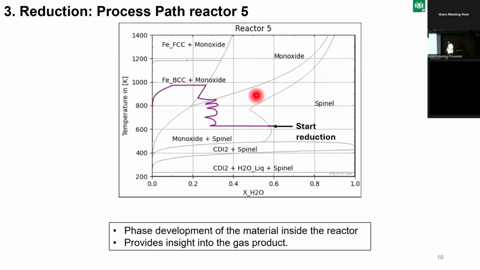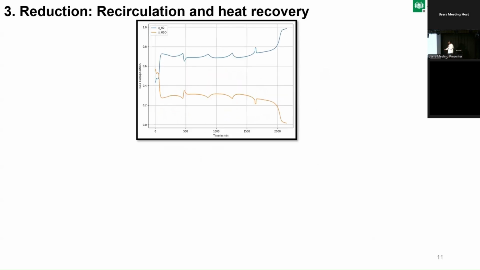And as can be seen here, or maybe better here, this is the gas composition of reactor 5. And as we can see here, the top gas of reactor 5 still has a lot of hydrogen.